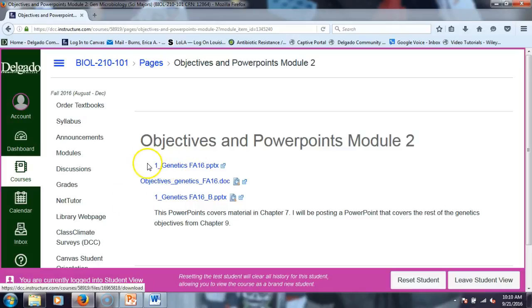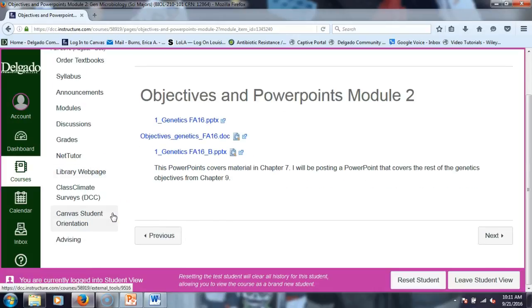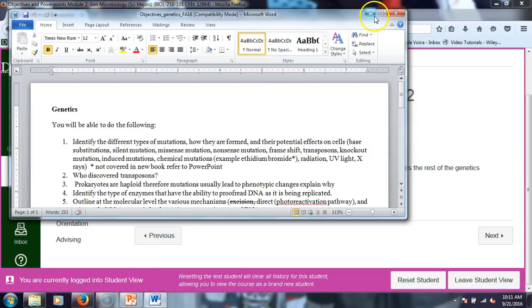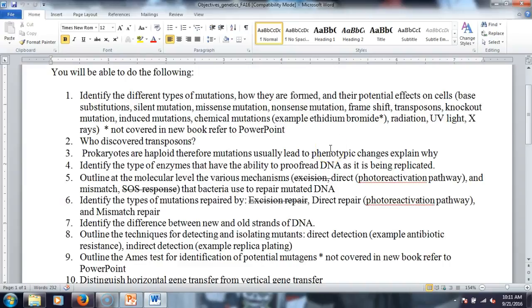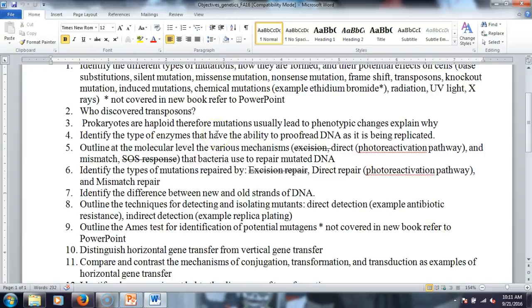This was the original that I had posted for you guys, but I would go by the B one, version B. It has all the necessary changes. So this is the objectives list for genetics. Unfortunately, they don't talk about the chemical mutagen ethidium bromide in your current book, so I put a little asterisk there that says not covered in new book but referred to in PowerPoint. There's one new slide for that in the PowerPoint that I posted and that I'll use.